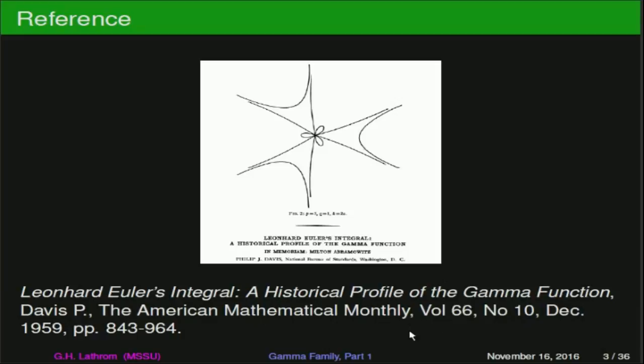I encourage you to read it if you want to know a little bit more about the history of the gamma function, more than what I'm going to provide here. Davis goes into a little more detail about how Euler actually came up with the gamma function, and he starts out with the very question with which we started: what would be something like 5.5 factorial? So I encourage you to look it up. It's out there on the internet. It's an excellent reference.